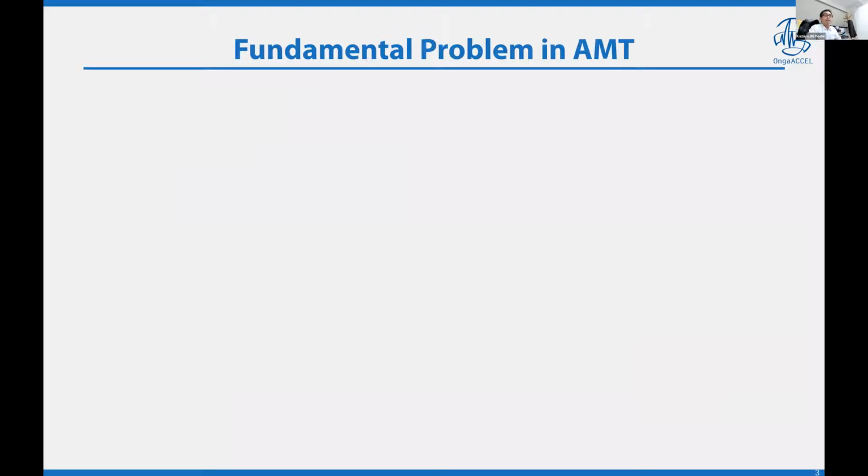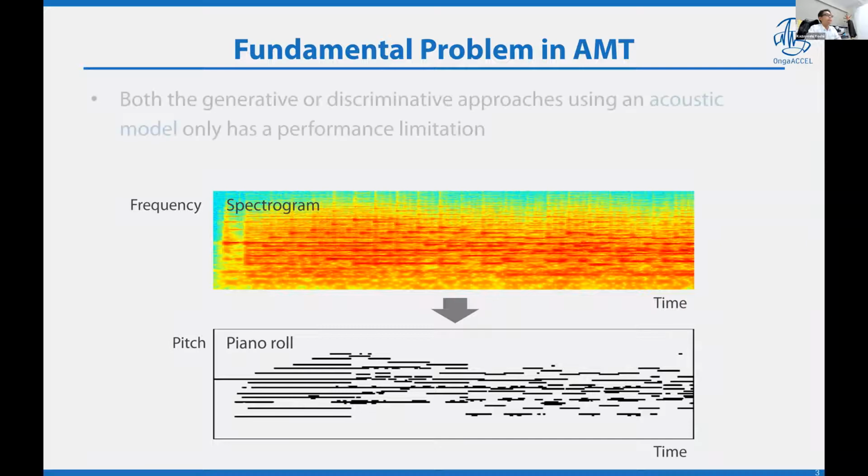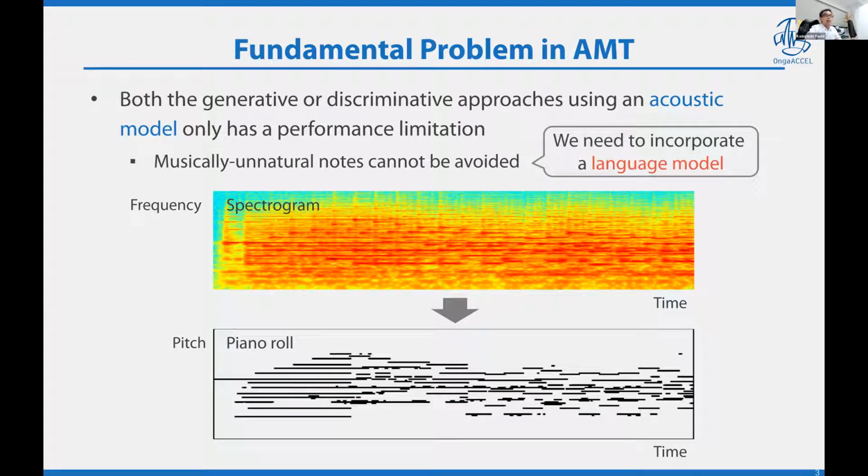Okay, first, I'd like to point out the fundamental problem in automatic music transcription. Basically, AMT aims at conversion of this input spectrogram into a piano roll representation like this. However, both generative and discriminative approaches using an acoustic model only have a performance limitation. A lot of musical note errors cannot be avoided in this approach. So we need to incorporate some language model for regularizing this conversion.